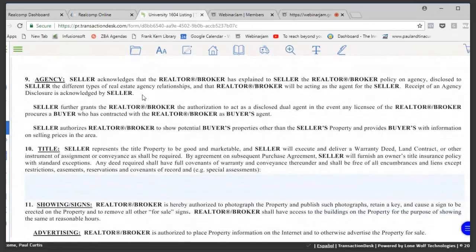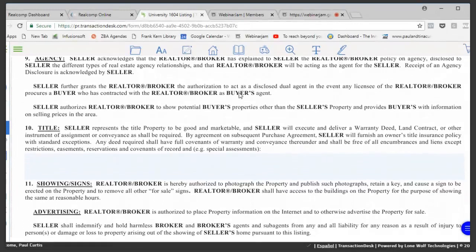Agency. This is saying that you have given them agency disclosure and they know that you're working on their behalf as a seller's agent.